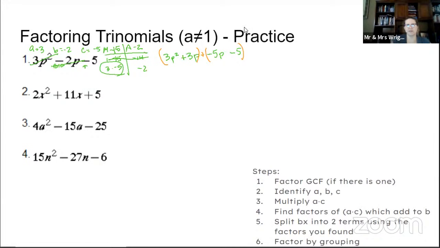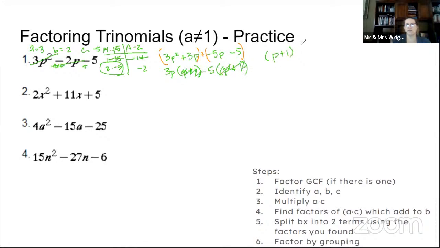Okay, you see what I've done there. Now I'm going to take out my common factors. I have a 3p as a common factor here. So 3p squared divided by 3p is simply p. 3p divided by 3p is going to be 1. Okay, so -5p and -5 have a common factor of -5, and I'm going to have p plus 1, because -5p divided by -5 is just p, and -5 divided by -5 is just 1. So my common factor is p plus 1.